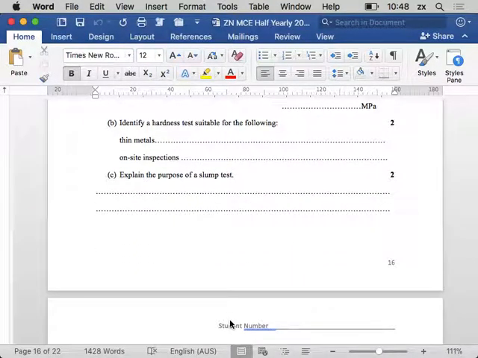Now, part B. Guys, part B asks, identify a hardness test suitable for the following. Thin metals? Vickers. Vickers for the thin metals, for the cat food. That's right, for the cat food test we use Vickers. Okay, for on-site inspections, what do we use? The Shore scleroscope. Okay. You know what? Don't just write Scott.